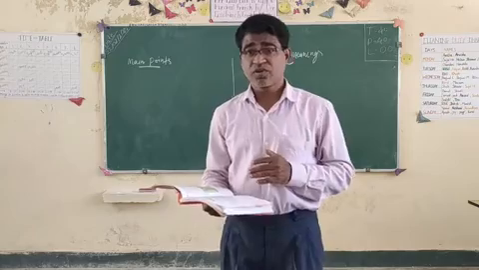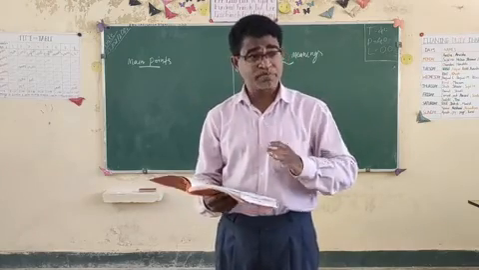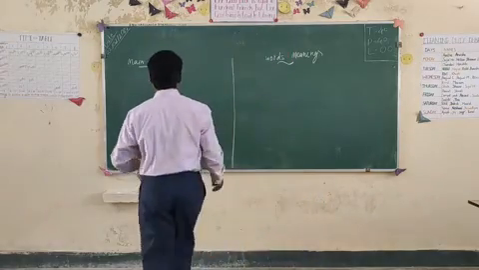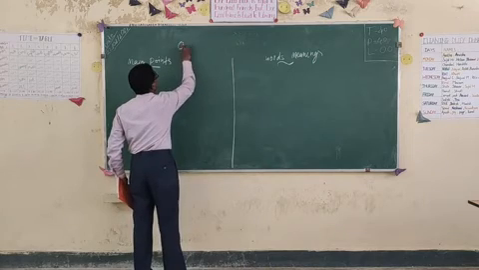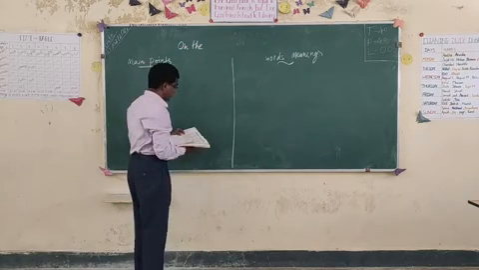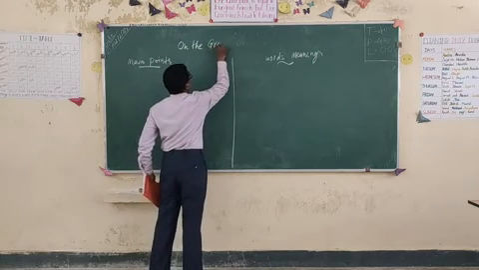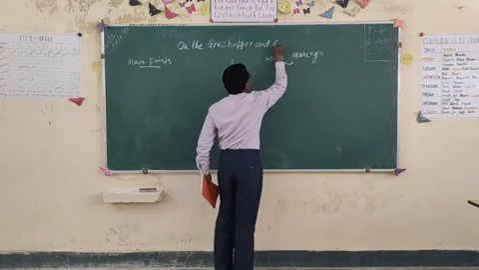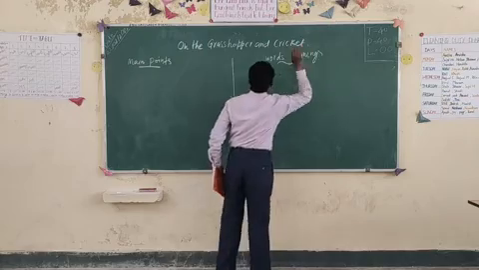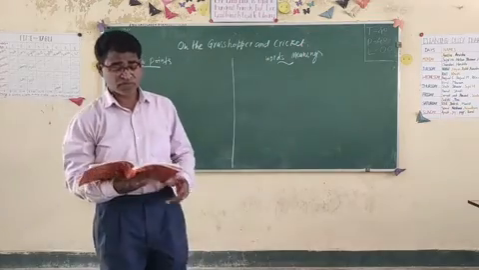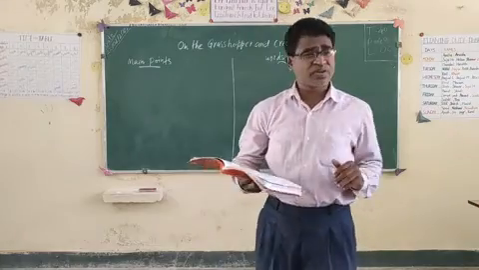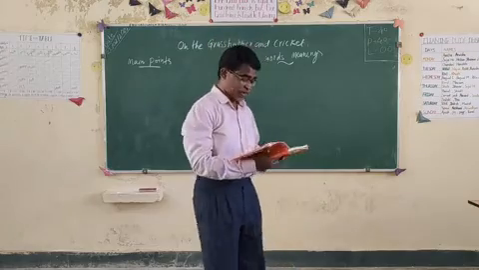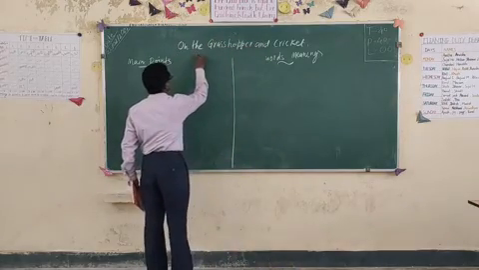So children, we are going to study today the poem titled "On the Grasshopper and Cricket." Let me write here. On the Grasshopper and Cricket. This poem also tells you something about seasons. Got it? And this poem is written by John Keats. Who is the writer? John Keats.